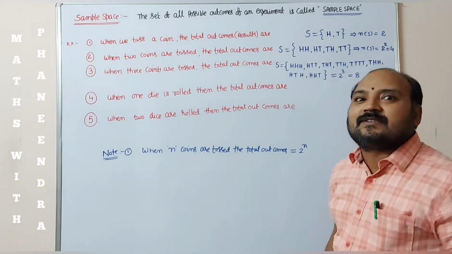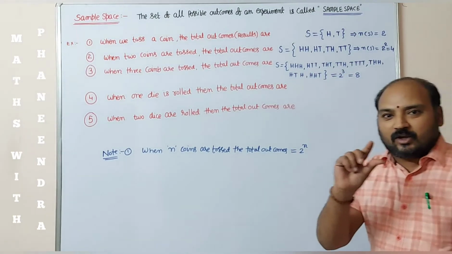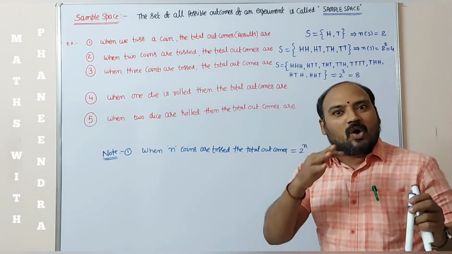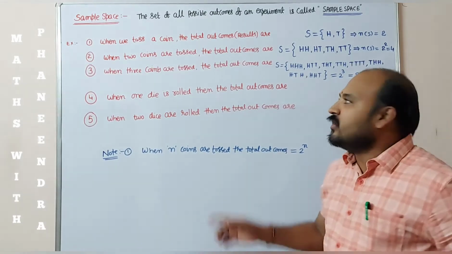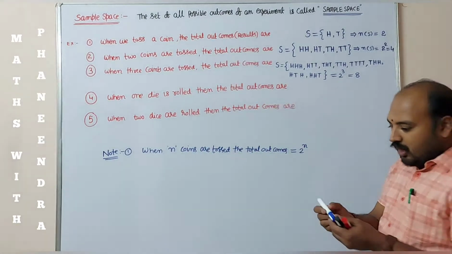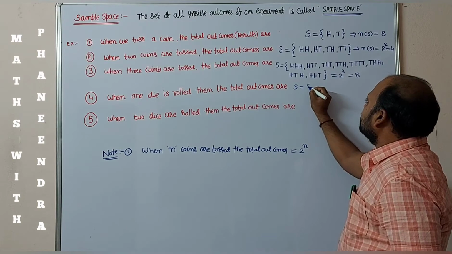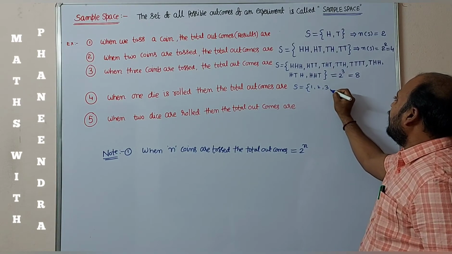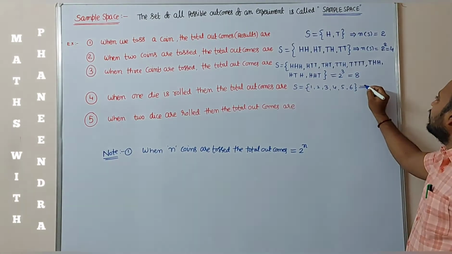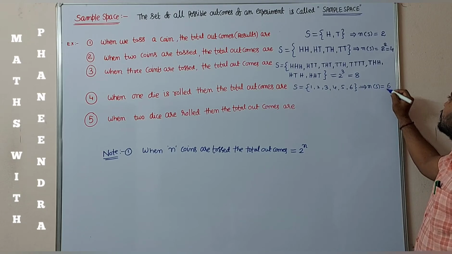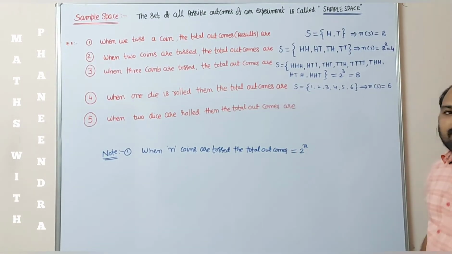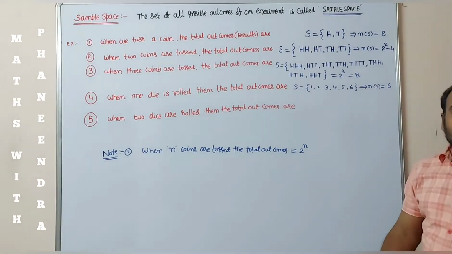We will move on to the dice. So dice, you know that it is like a cube. If you throw a die, the upper face will come as 1 or 2 or 3 or 4 or 5 or 6. These are the possibilities. So when one die is rolled, the total outcomes are S is equal to {1, 2, 3, 4, 5, 6}. How many possibilities are there? 6 possibilities. Therefore, n(S) is equal to 6. The number of elements in the sample space, n(S), means the cardinality of the set.